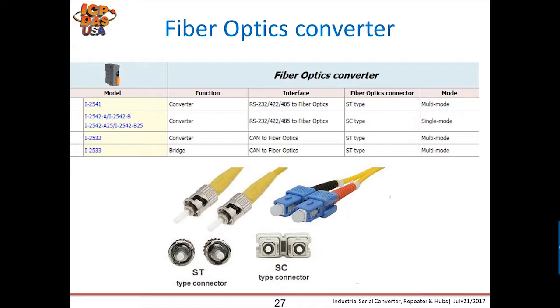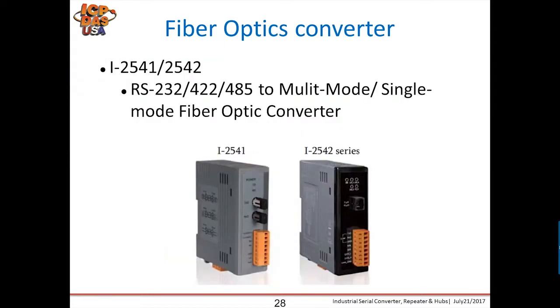Fiber optic transmission medium is a good material to protect data transmission from EMI or RFI interference and has been used in harsh environment extensively. We offer fiber optics converter to convert serial and CAN to fiber optics. I-2541 and I-2542 is our serial to fiber optic converter.